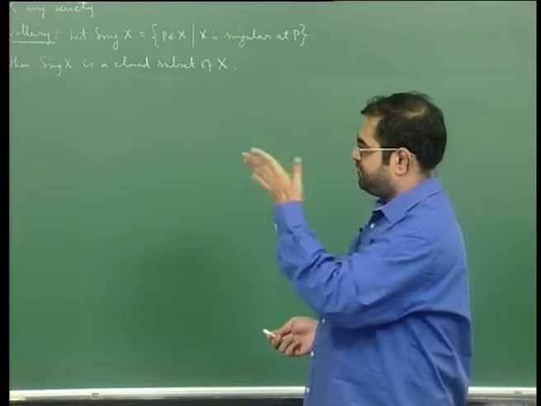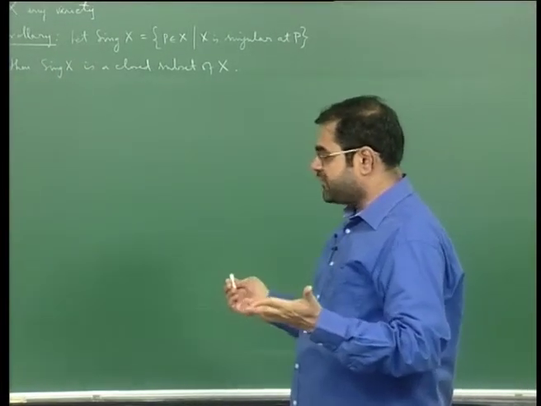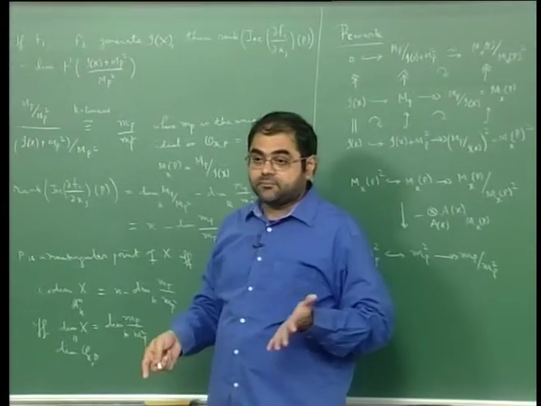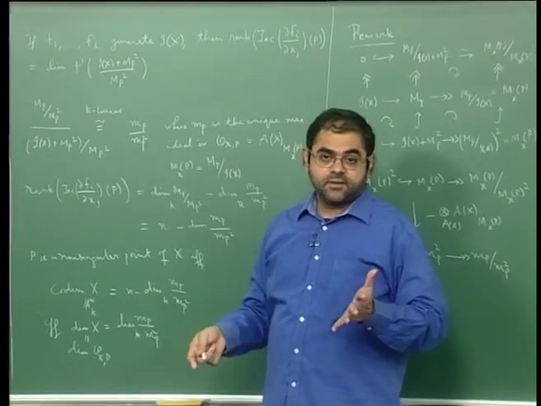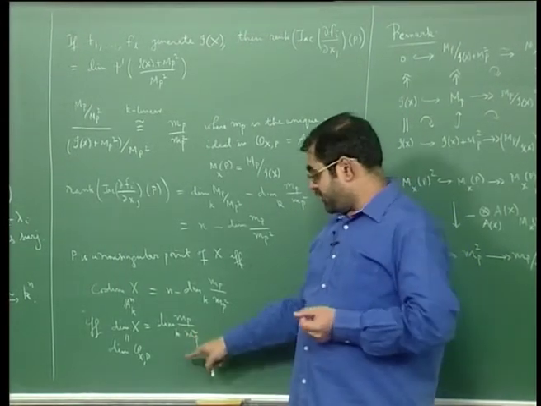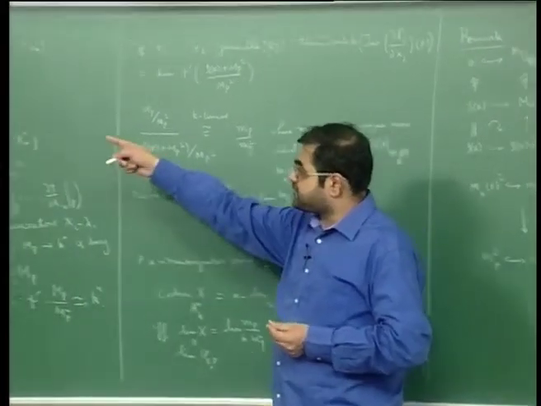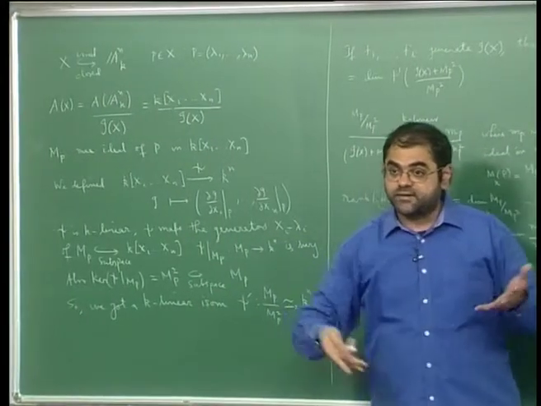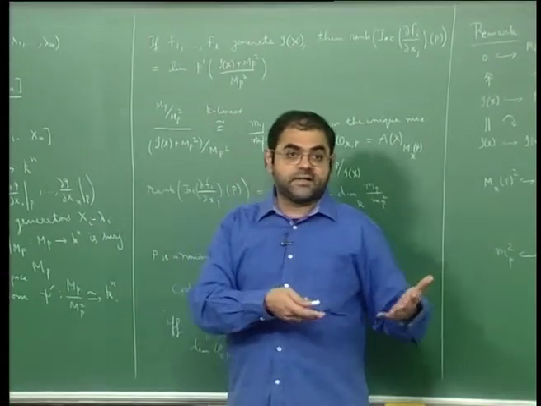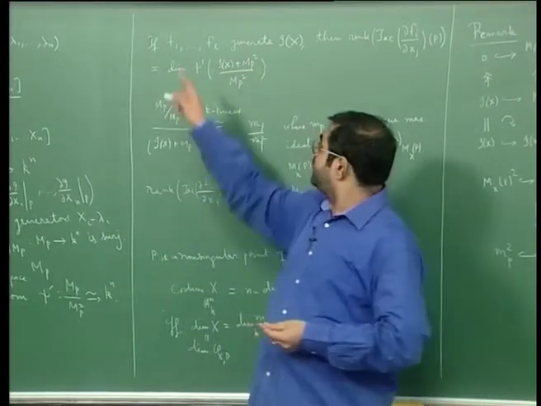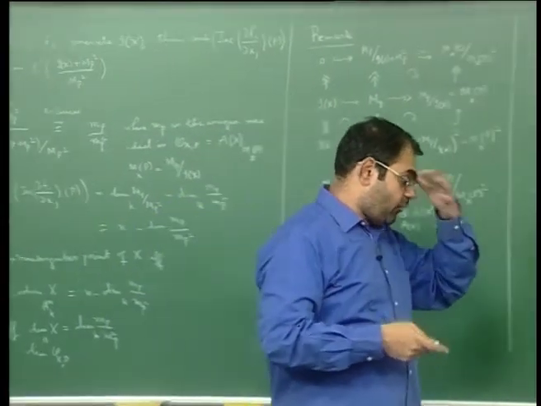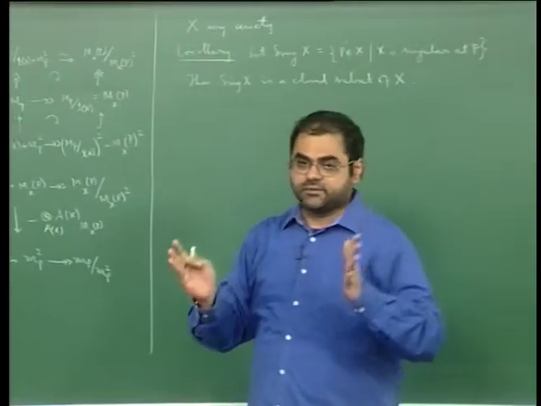But which one is good and which one is not depends on your situation. If you want to prove an abstract theorem about non-singular points, then it's better to use this. On the other hand, if you have a specific situation where you know the equations of the variety, that means you know a set of generators for the ideal, then you can use this. So what you have to use depends on the situation.